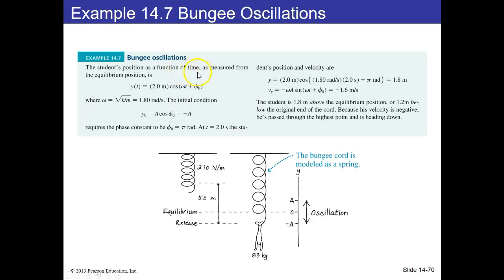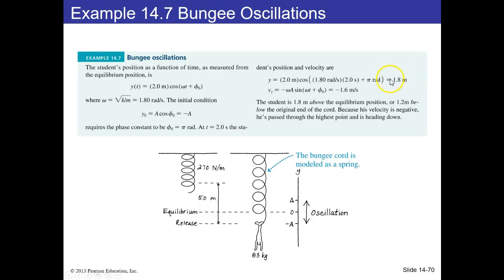The student's position as a function of time, measured from that, is 2 times the cosine of omega t plus that phase. And so here our omega is equal to the square root of k over m, which is 1.8 radians per second. So our initial condition must mean that our phase has got to be pi radians. And so at 2 seconds, the student position and velocity are the following. Here we've got 2 meters times the cosine of 1.8 radians per second times 2 seconds, so that's our time, plus pi radians, that's our phase constant.